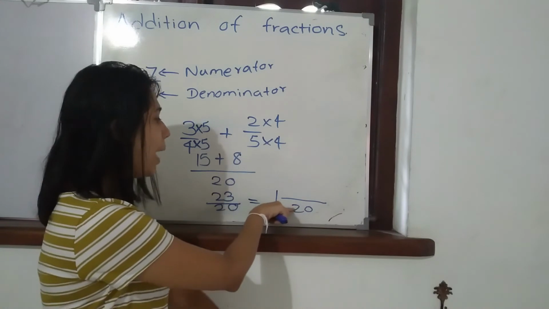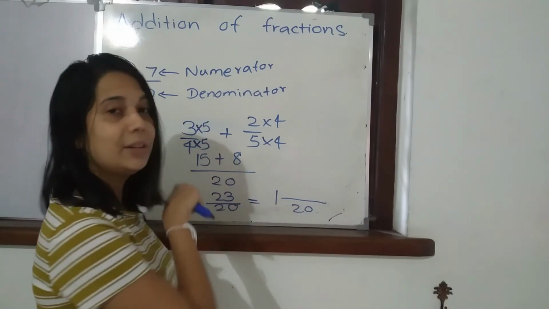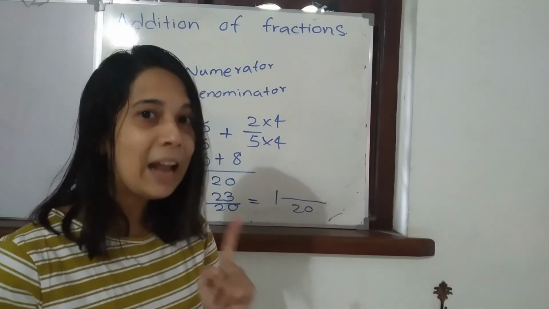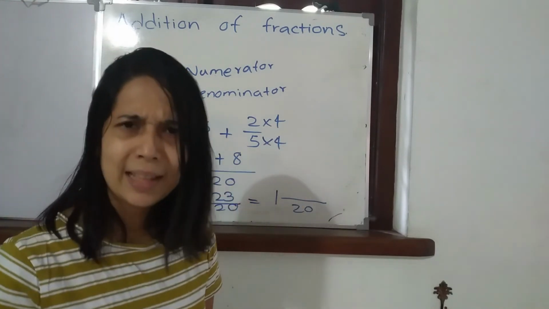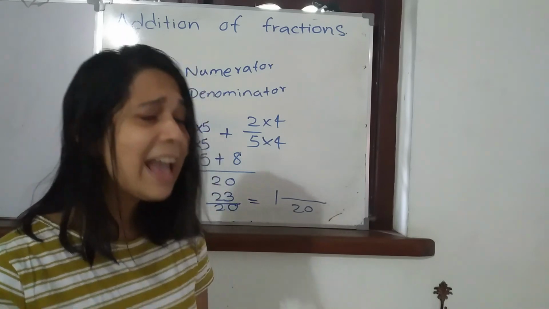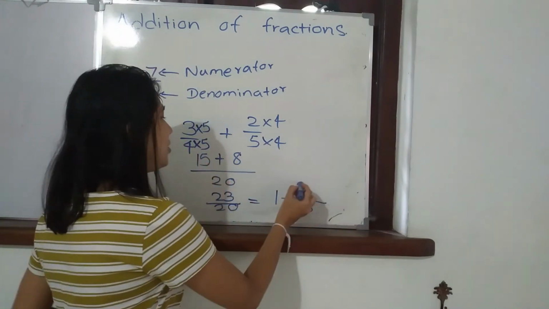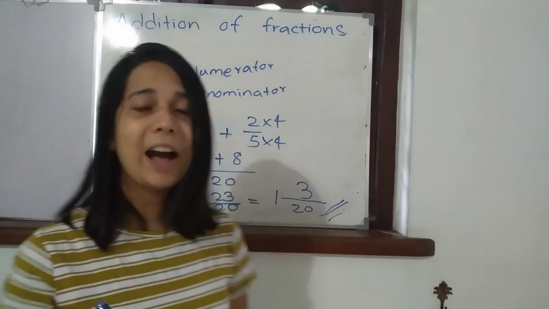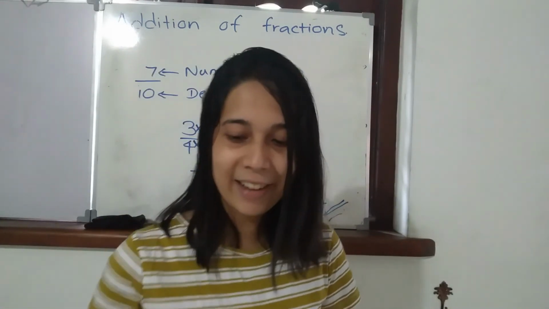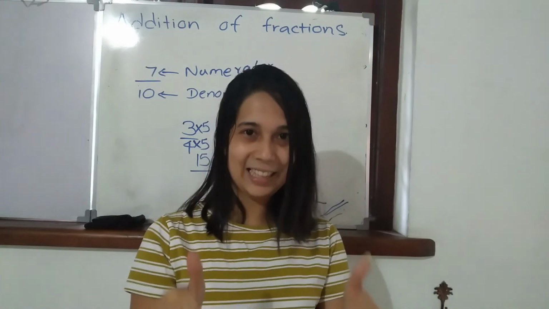Now 20 times 1 is 20. Now you can subtract 20 from 23. So what is the remaining? Yes, very good. It's 3. Now this is our final answer. Got it, children? Yes, very good.